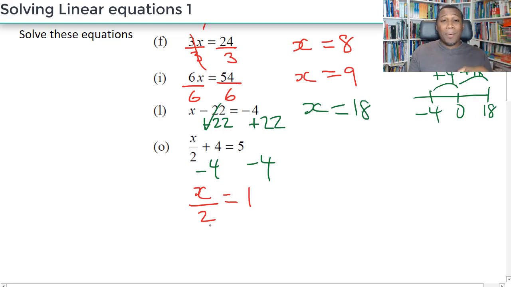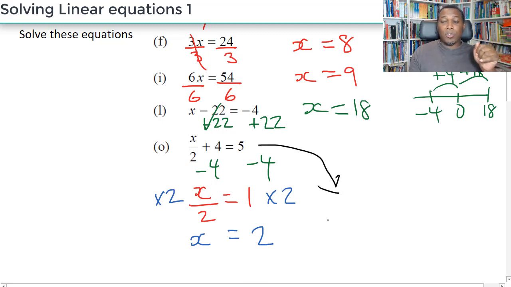And then for the second stage, well, x is being divided by 2, but I don't want to divide it by 2. I want the x, not half of it. So I've got to multiply both sides by 2. That will leave me with x on the left, and on the right-hand side 1 times 2, which gives me 2.